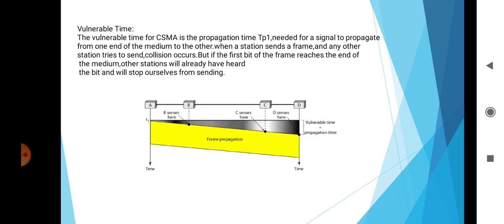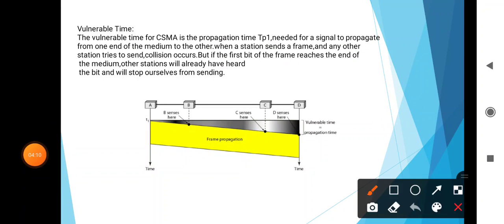Here the vulnerable time is equal to the propagation time. Here we have first, second, third, fourth, that means A, B, C, D, and here the second, that means B, senses here, C senses here, and D senses here. Here the vulnerable time is equal to the propagation time, and this is the frame propagation time.